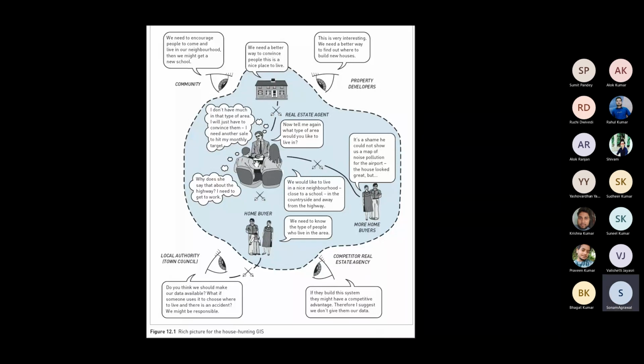There is a couple who have gone house hunting. This lady is saying, we would like to live in a nice neighborhood close to a school, in the countryside and away from the highway. So there are three conditions put over here. First one is proximity to the school. Second one, inside the countryside, means away from the urban area. Third one, away from the highway. So these are the three conditions.